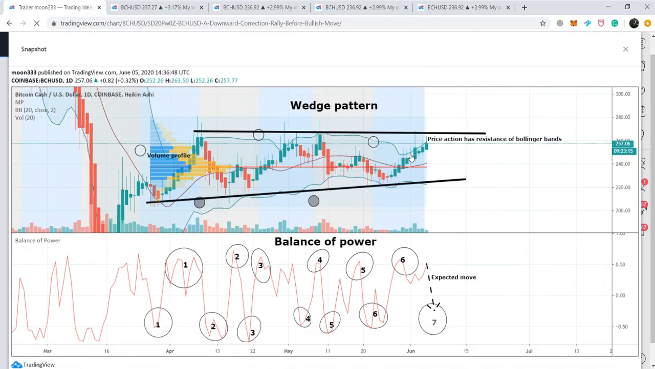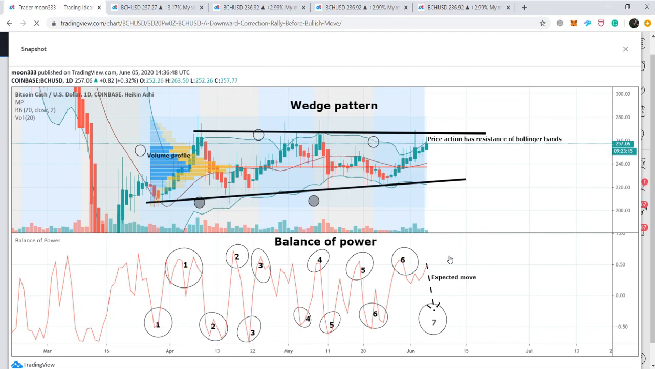It had even already hit the resistance of the channel, and the balance of power at this level, this is the 6th time the balance of power moved up, and I was expecting that it would move down for the 7th time, and the price action would also move down following the indication or signal of this balance of power. Now finally we can see that after that move, the price action really moved down, the balance of power really moved down, and the price action also followed the signal of this balance of power.